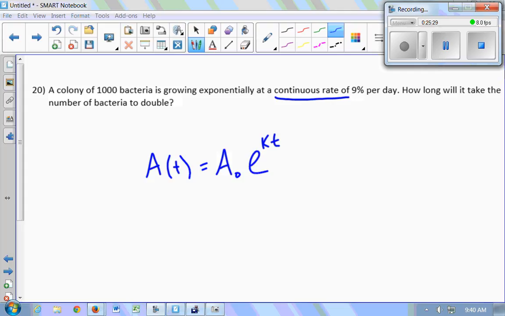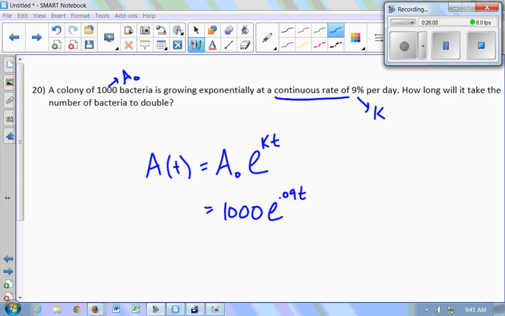Okay, and k is the 9% or 0.09. And 1,000, that's your original amount, A sub 0. So that little 0, that's the subscript, you can read that as representing time 0, or I think of it as an O for original amount, right? So you can think of it either way to help you remember what it is. All right, so we have 1,000 bacteria growing at a continuous rate of 9%. How long will it take for the bacteria to double?